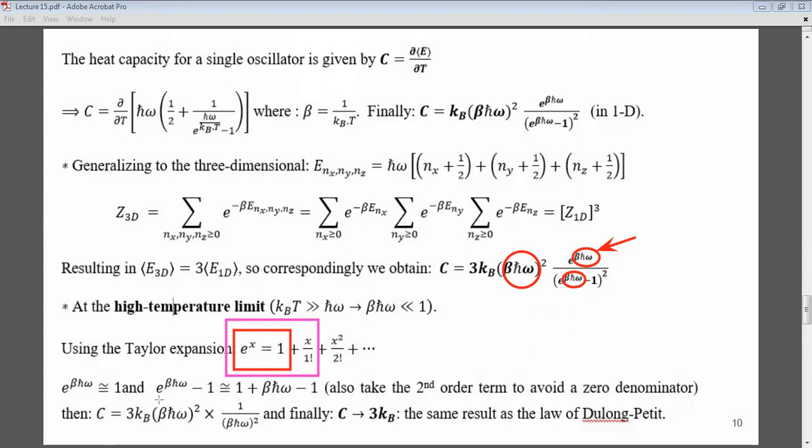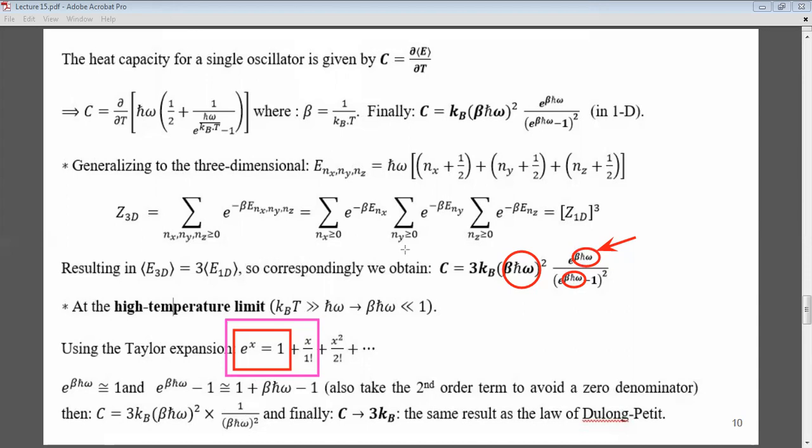Why didn't I take only one term? Because if I take only 1 for e to the beta h bar omega, I will have 1 minus 1, and this will give me infinity in the denominator. I don't want a zero denominator. That's why I will take the first 2 terms. So for the numerator, I will only take the first term. For the denominator, I will take the first 2 terms, so 1 plus beta h bar omega minus 1. So I will have beta h bar omega.